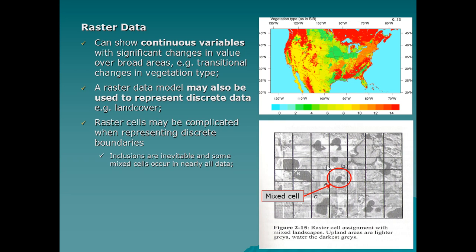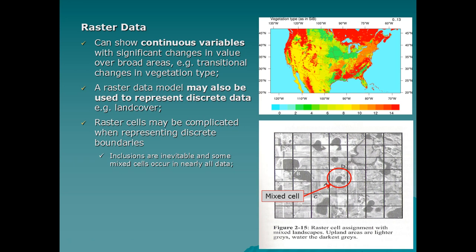Here we have another example. Let's read the caption: the raster cell assignment with the mixed landscapes. Upland areas are lighter grays, water are the darker grays. So let's say it's essentially two data types we're looking at here.